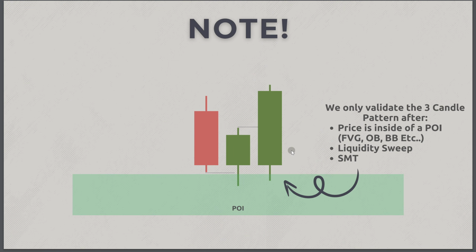Okay. Now the same with everything that we taught in this channel, and the same thing that we apply with any setup, any strategy, any way of trading. We only execute our lower time frame entries when we are in either a higher time frame POI or the same time frame POI. We only validate the 3-candle pattern, which is this one right here, only when price is inside of a point of interest, either fair value gap, order block, breaker block, etc., any types of PD arrays. When we have a liquidity sweep, so let's say this 3-candle pattern was happening at another fractal low, or when we have SMT. So when we have SMT, we also validate this 3-candle pattern.